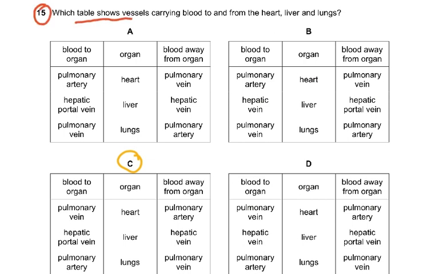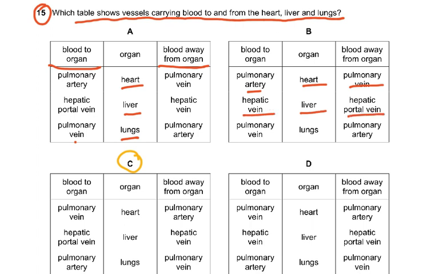Question 15. Which table shows vessels carrying blood to and from the heart, liver, and lungs? So we have heart, liver, and lungs, and we have blood to the organ and blood away from the organ. So you know the heart, pulmonary artery, pulmonary vein, hepatic portal vein, liver, hepatic vein, pulmonary vein, lungs, pulmonary artery. Then pulmonary artery, heart, pulmonary vein, hepatic vein, liver, hepatic portal vein, and then we have the pulmonary vein, lungs, and the pulmonary artery. Now, why was C correct?